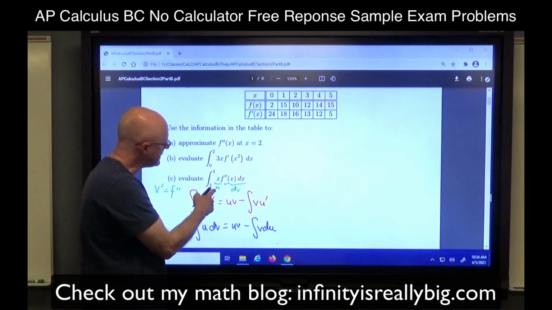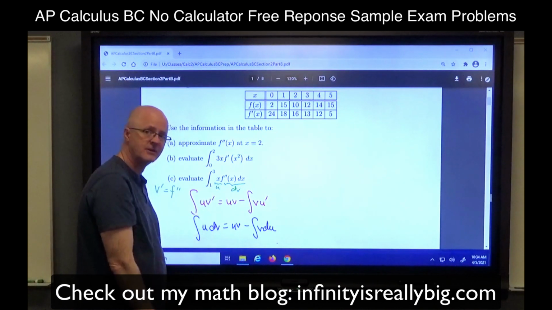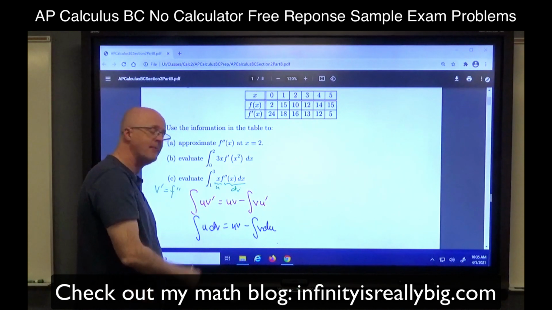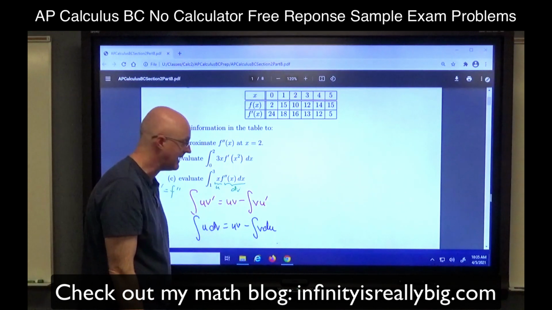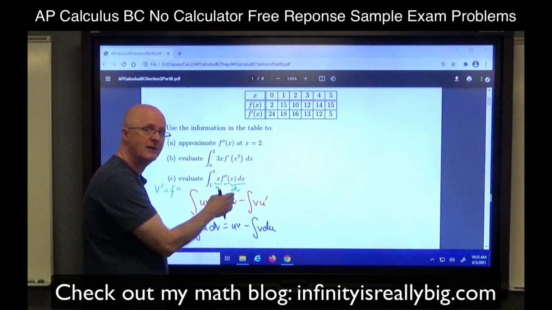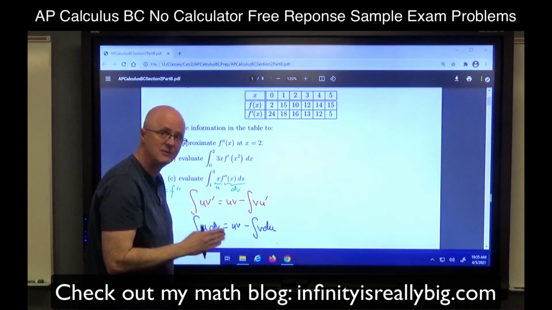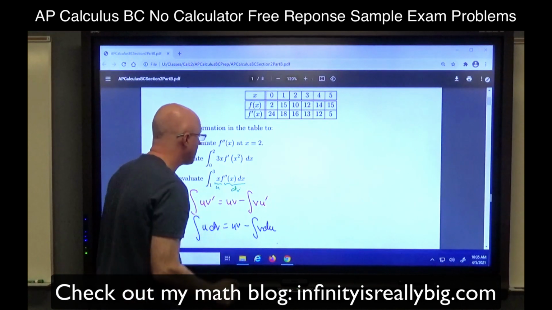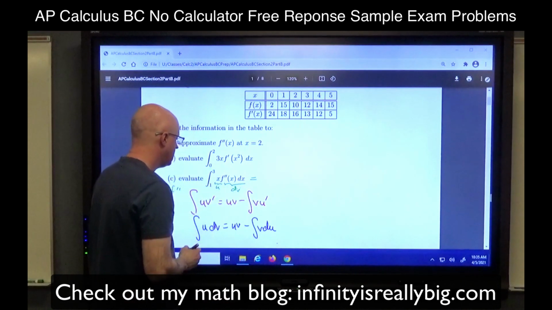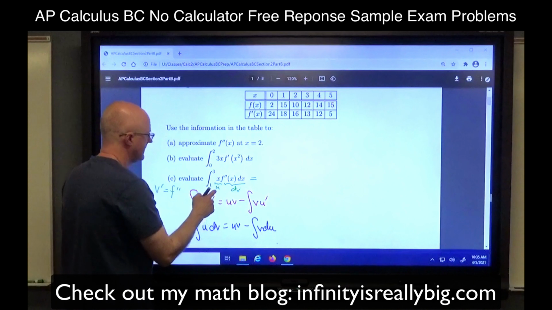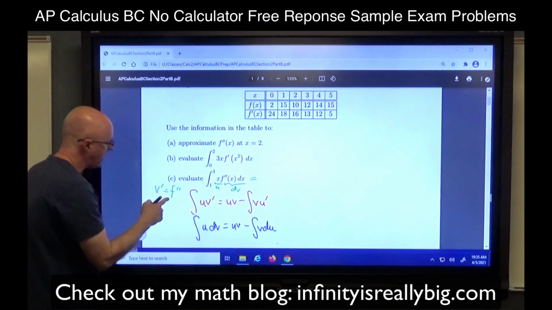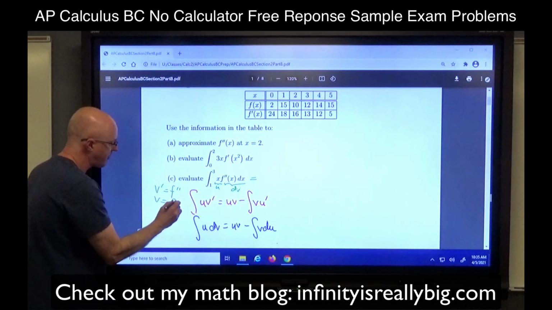And hey, u has a nice derivative. It's a constant function. u prime is 1. That might make the integral simpler. And in fact, it'll also relate it to f prime. And then with the FTC, the fundamental theorem of calculus, I'll be able to use data about f. Yeah, this is the way to go. u times v, well, what is v? If v prime is f double prime, then v is f prime.